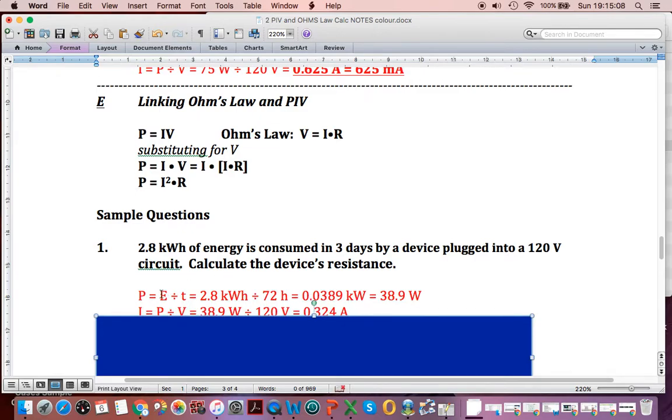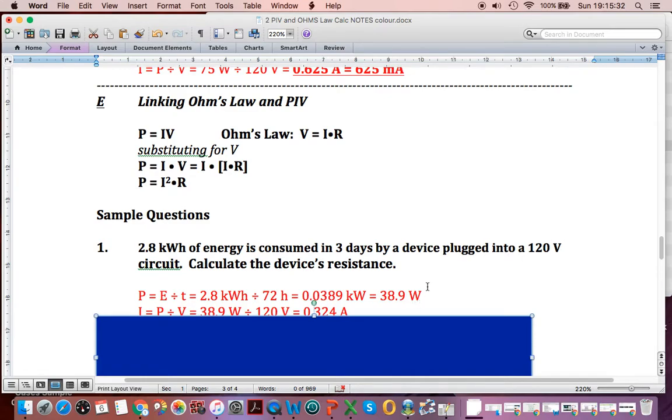And then once we have power and voltage, we are going to be off the races for getting the resistance. So first of all, we write P equals E divided by T. 2.8 kilowatt hours divided by 72 hours. I just left this in kilowatt hours, and I made 3 days 72 hours, because I just go 3 times 24 hours every day. From this, I get 0.0389 kilowatts, or 38.9 watts.